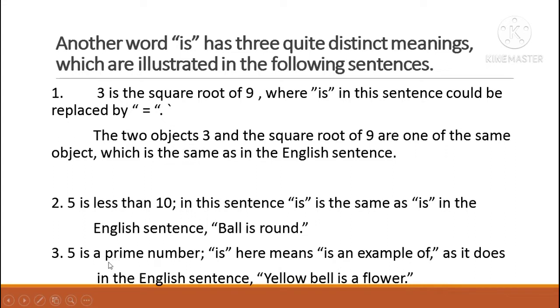Number 3: 5 is a prime number. "Is" here means "is an example of," as it does in the English sentence, "Yellow bell is a flower." So, tingnan niyo dito yung class.